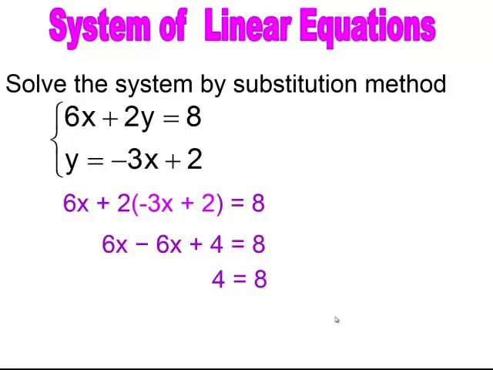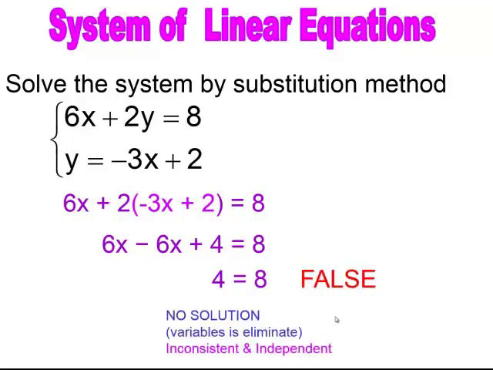So the variables are eliminated. I get 4 equals 8. That's a false statement. Therefore, there's no solution. So we end up having no solution for this. So this is considered inconsistent and independent.